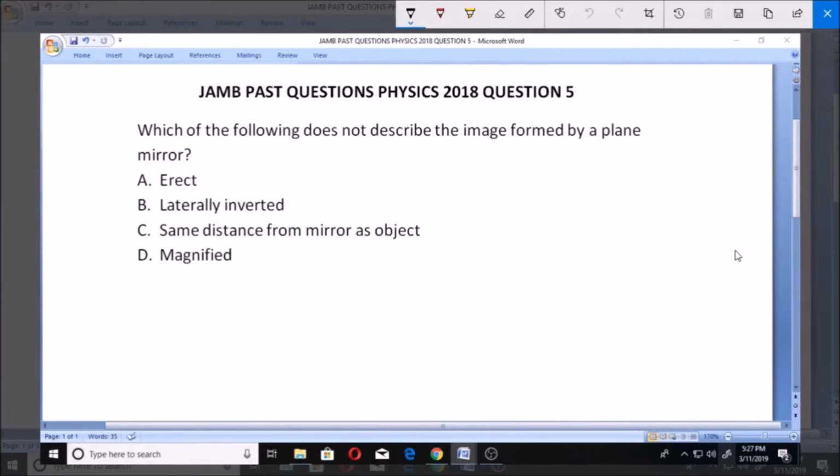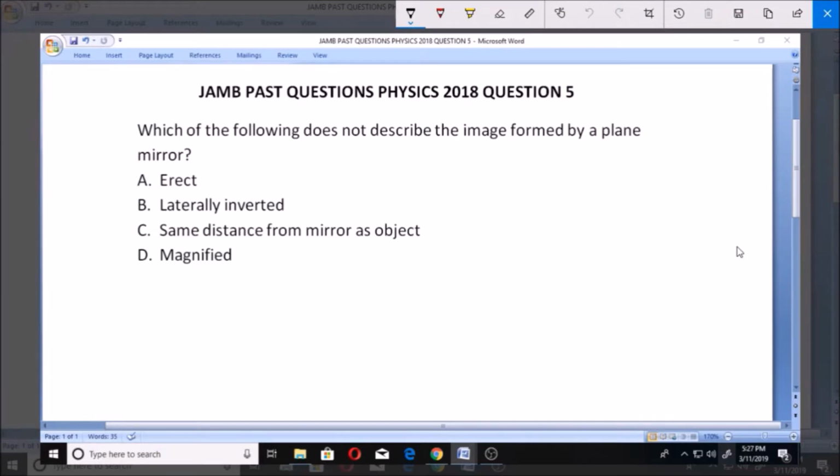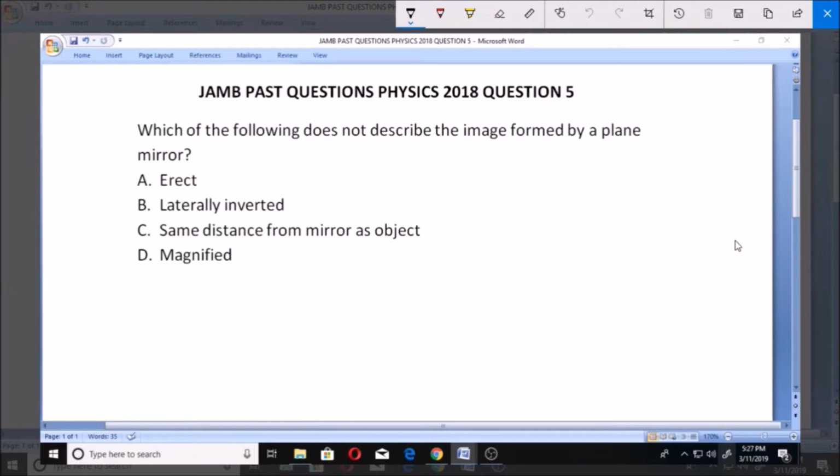Yes, let's look at these Jamb past questions, physics 2018. Question number 5. Which of the following does not describe the image formed by a plane mirror? A. Erect. B. Laterally inverted. C. Same distance from mirror as object. D. Magnified.